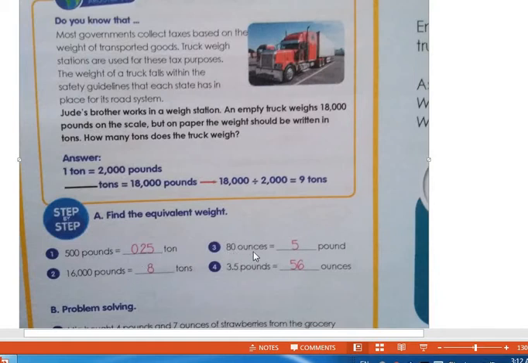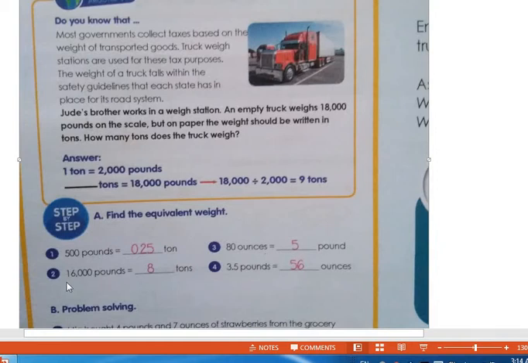Here 80 ounces to pounds. What should we do now? Here the ounce is a unit that is smaller than the pound, so what should I do when we have a smaller unit? I just divide. Divide by what? Can you remember? Yes, divide by 16. So 80 divided by 16 will give me, yes Julie, 5 pounds.